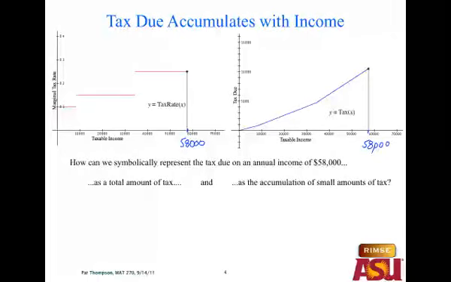So see if you can do this. Given these, we've got the tax rate function there, and we've got the tax function here. How can you symbolically represent, I'm not asking you to calculate a value, I'm saying how can you symbolically represent the tax due on 58,000 as a total amount of tax and as an accumulation of small amounts of tax? Take 30 seconds and see what you come up with. So we're just representing. We're not calculating the value. So we want to represent it two different ways.